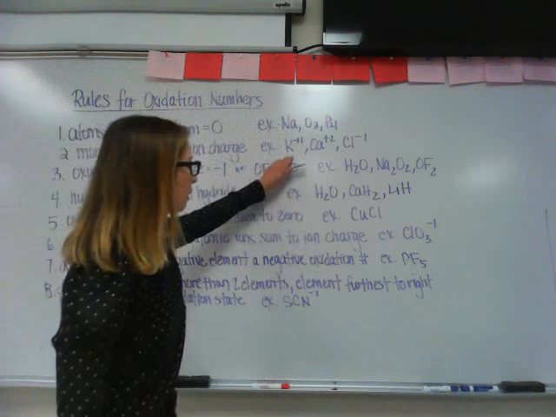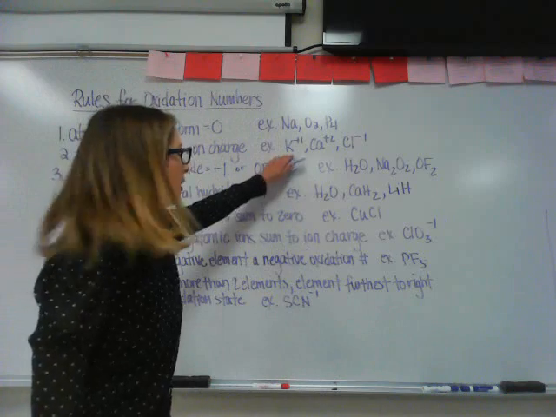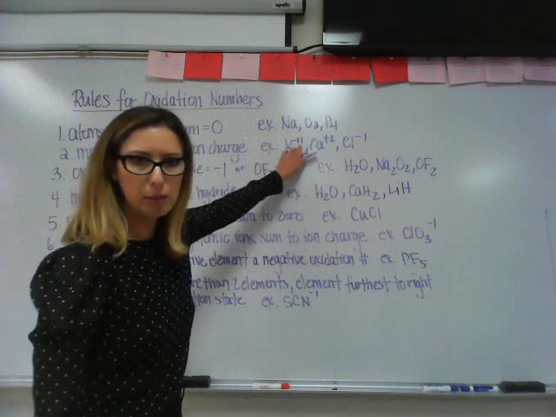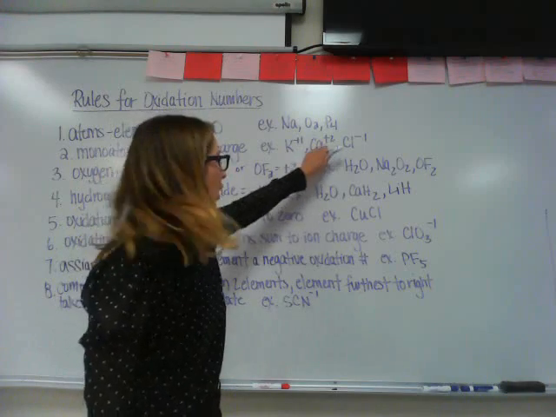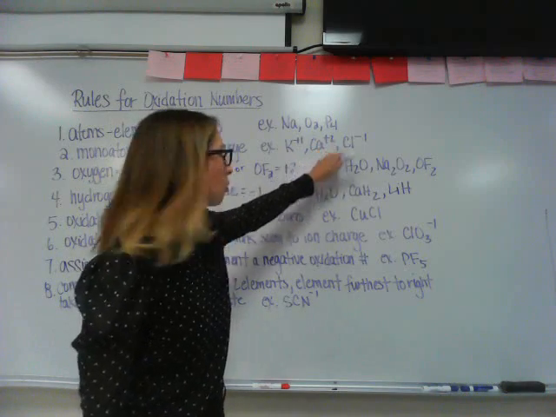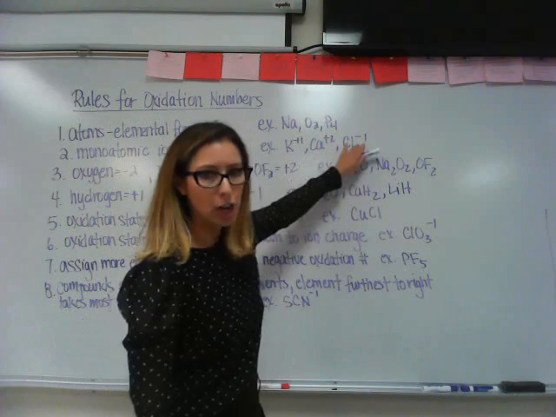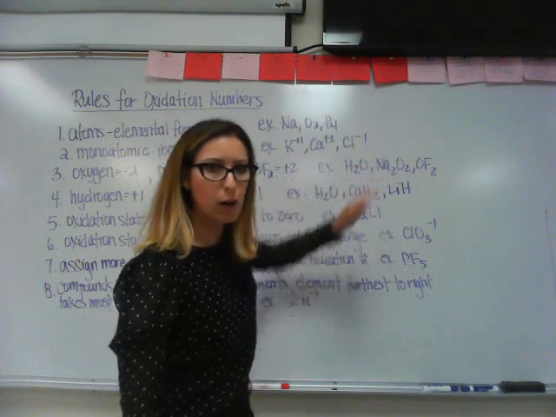So here I gave you some examples. K plus 1. So your oxidation number would be the same as the charge on potassium, which is the +1. Ca plus 2, the oxidation number would be +2. Cl minus 1, the oxidation number would be -1.